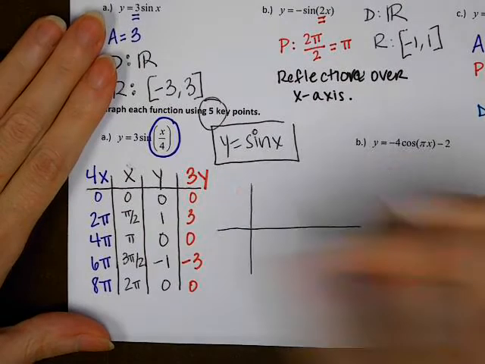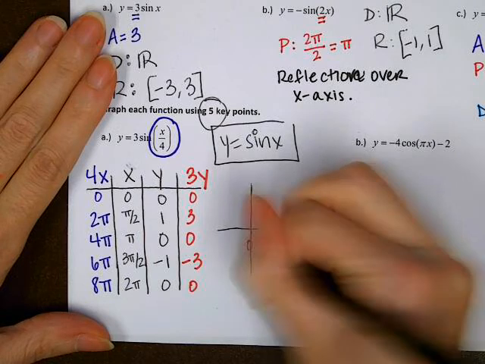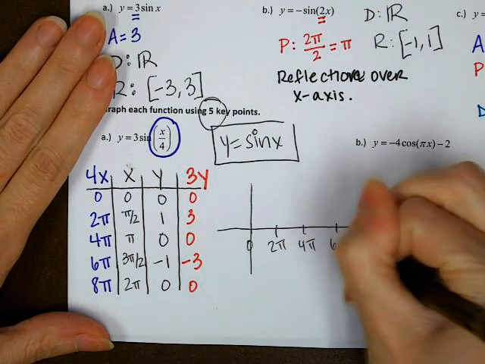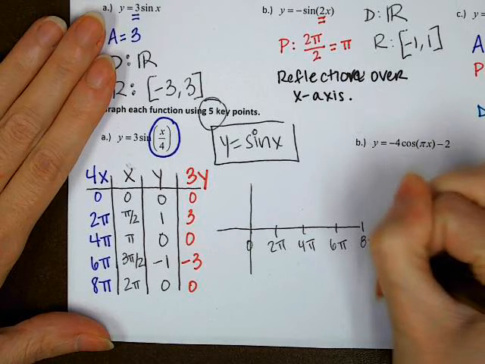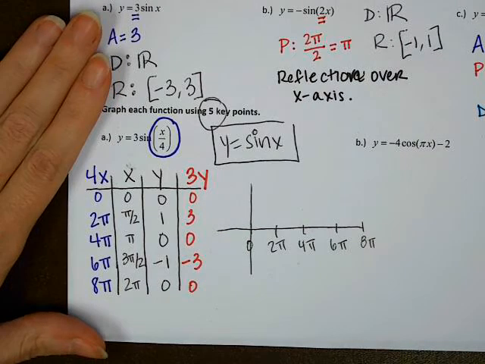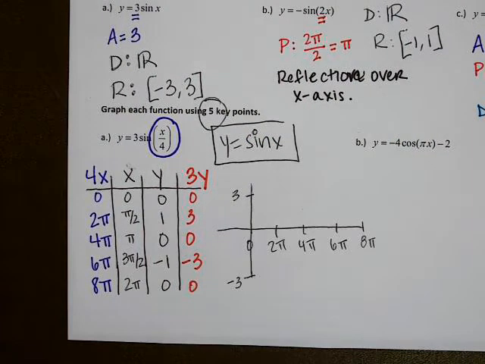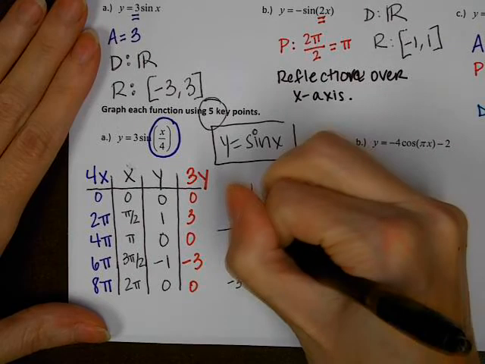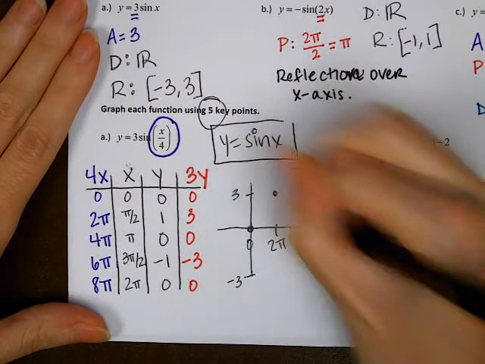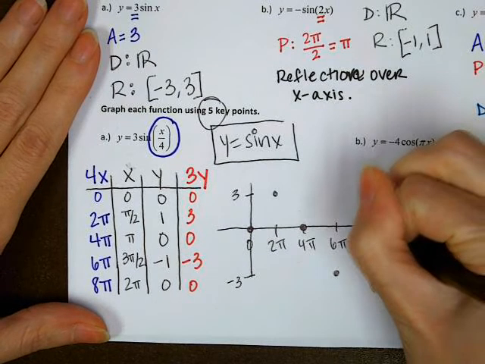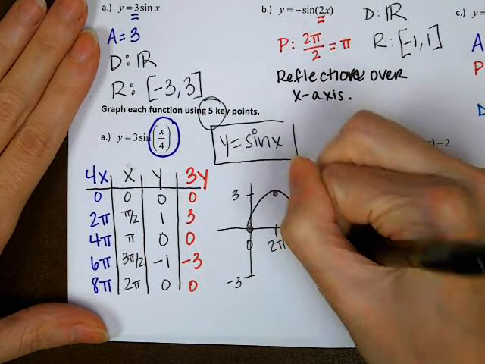And then let's talk about if it makes sense. So we're going from 0 to 2 pi to 4 pi to 6 pi to 8 pi. And then our y values go from negative 3 to 3. And let's just plot those points. 0, 0, 2 pi, 3, 4 pi, 0, 6 pi, negative 3, 8 pi, 0. Again, this is just one way to do this.